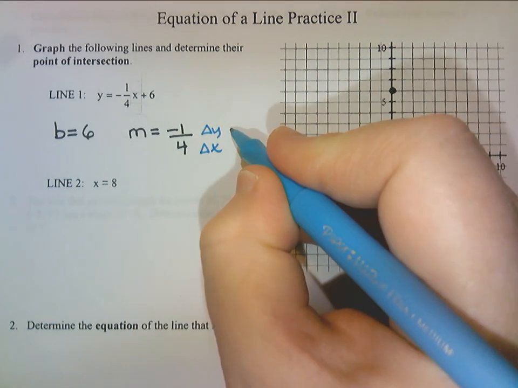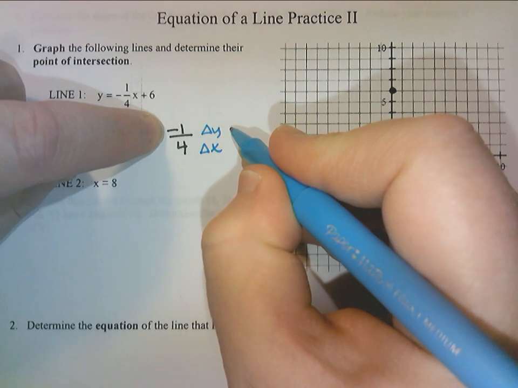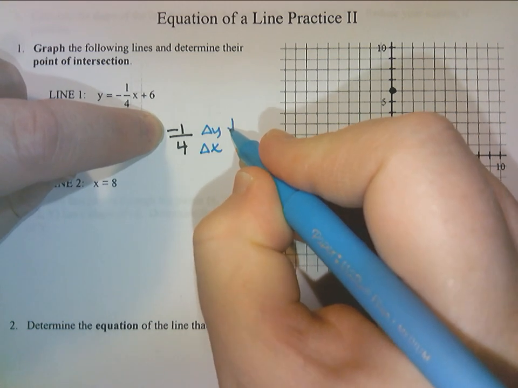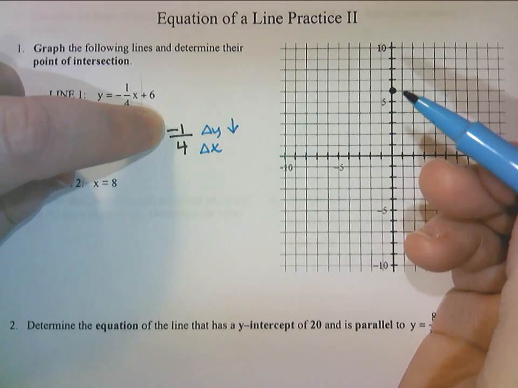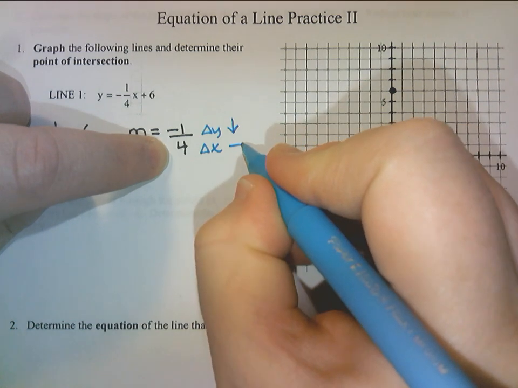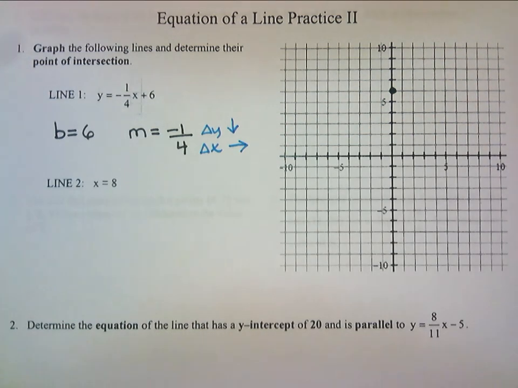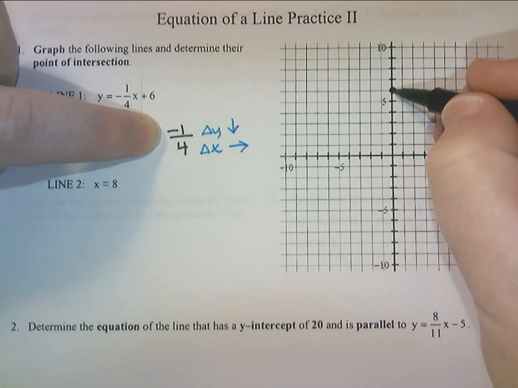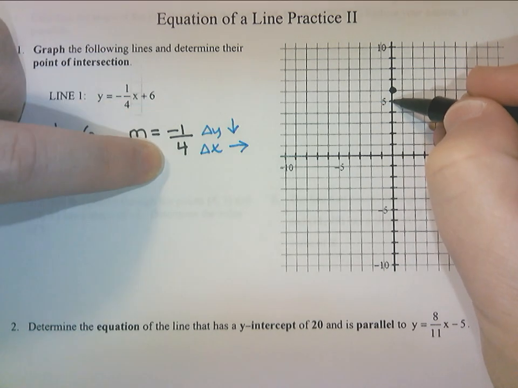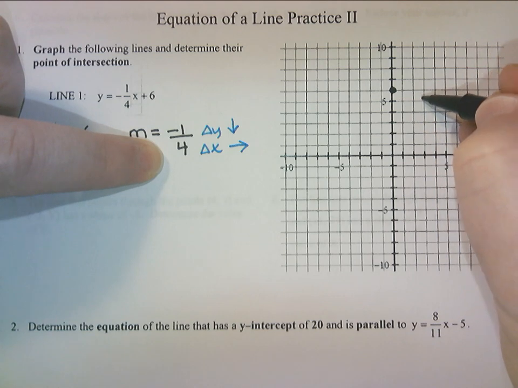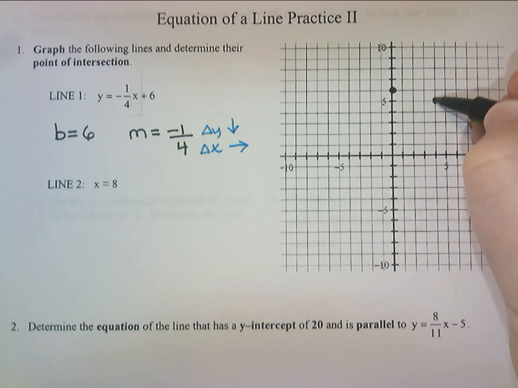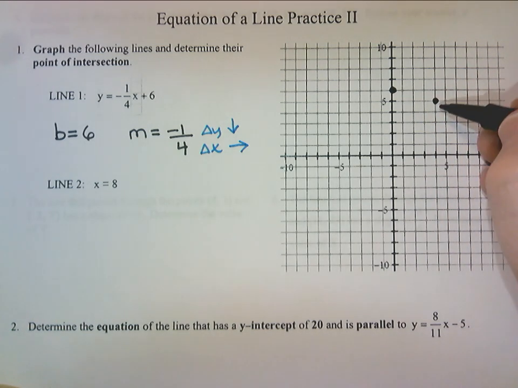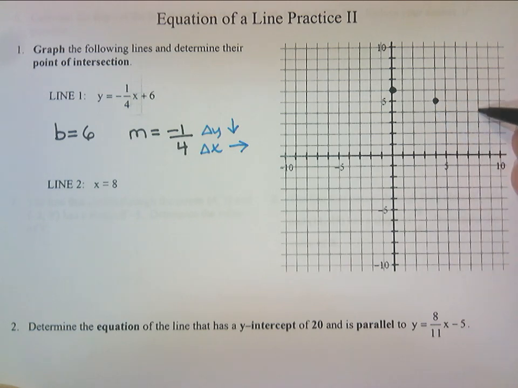So the delta y is our up and down part. Because this is negative, it means we're going down, and then my x is positive, so we are moving forward and to the right. So from my original y-intercept that we've marked, we are going to go 1 square down and then 4 squares over. 1, 2, 3, 4, and I'm going to make a point. Then I'm going to do it again. We're going to go 1 square down and then 4 squares over.